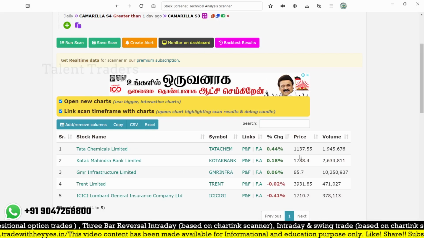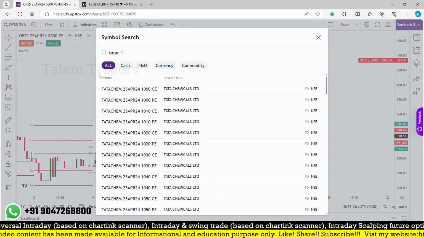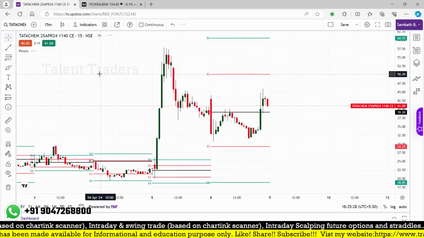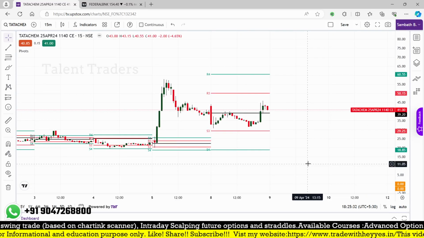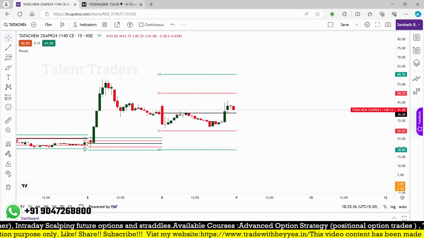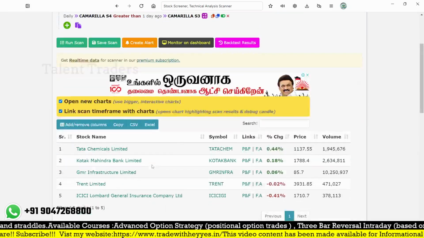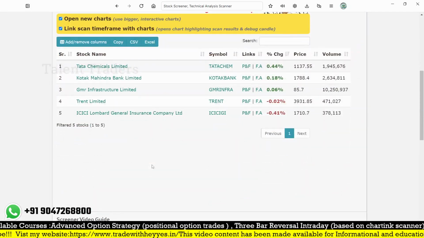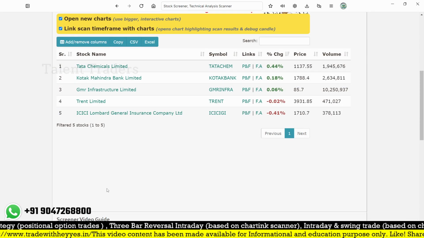Let me take Tata Chemical 1140 in the option chart, because it is forming in the future chart. But here tomorrow's level is not updated. Maybe it will be updated tomorrow morning, so we will be checking those stocks. Maybe the scanner, but a two-line scanner helps you a lot to find such a good opportunity for your intraday trade. I hope you understood the concept.